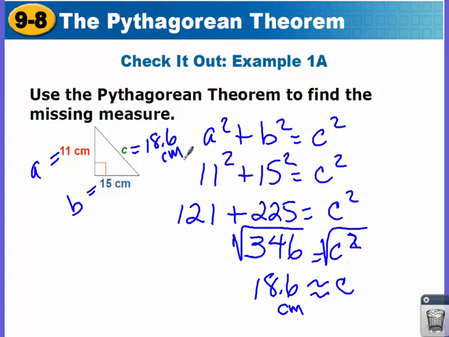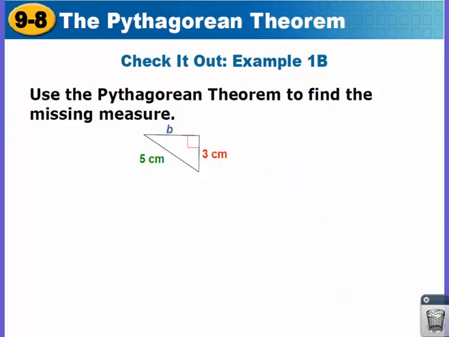Okay, so that is our second example of working a problem where the hypotenuse is missing. So now what if we have one where the leg is missing? So pause the video and answer this question. Okay, let's see how you did.